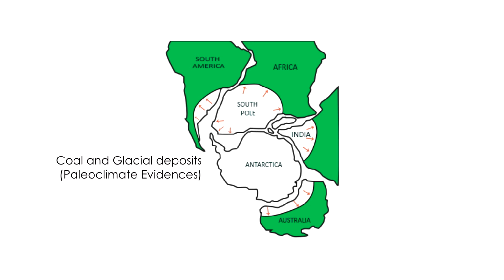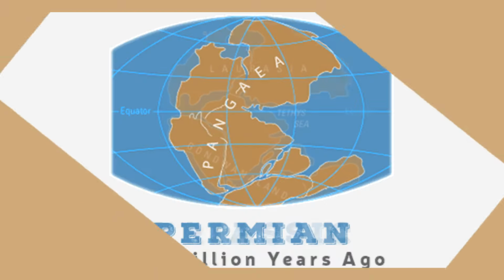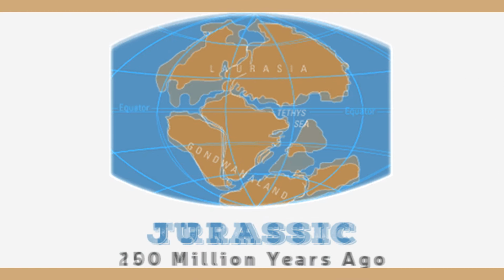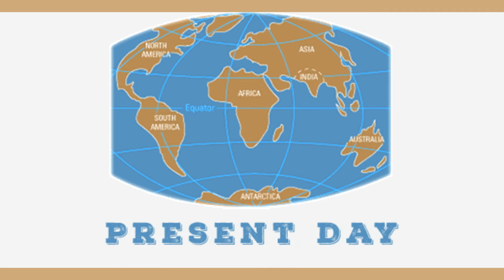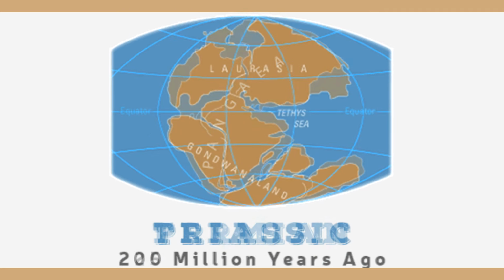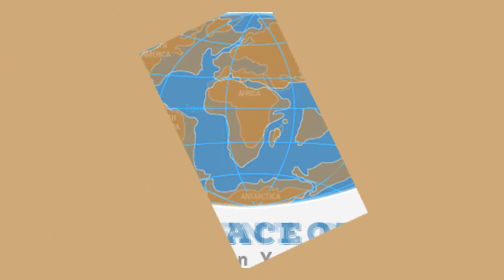However, despite these evidences presented by Alfred Wegener, his idea on continental drift was not accepted by his colleagues because he failed to explain how the drifting of the continents took place. This made scientists conduct further studies in search for the answers on how the continental drifting took place.